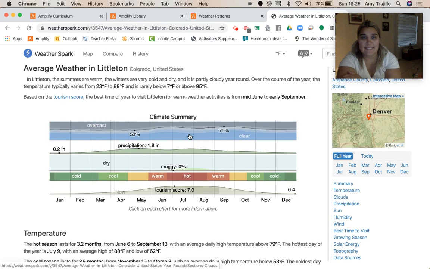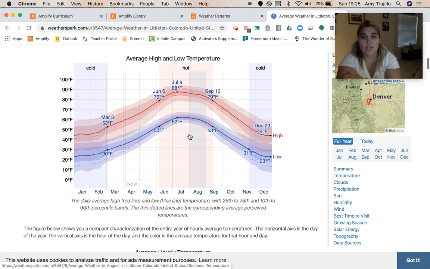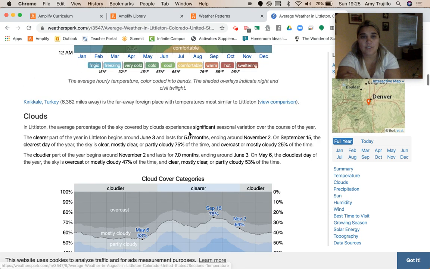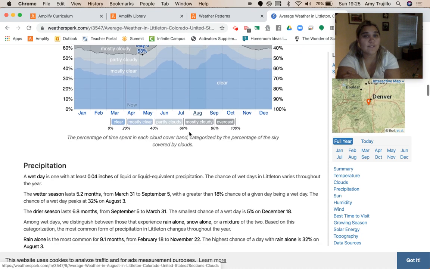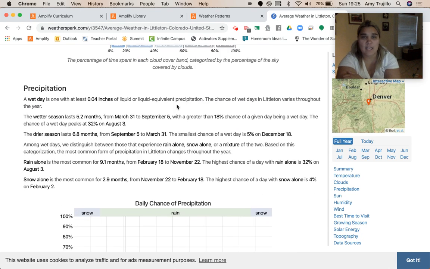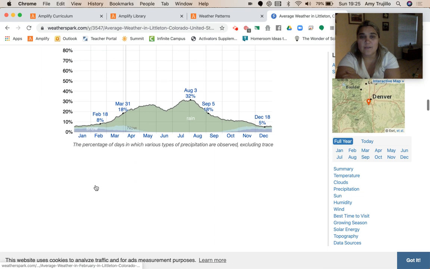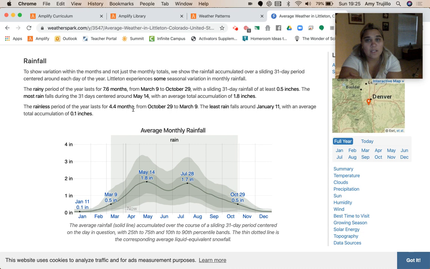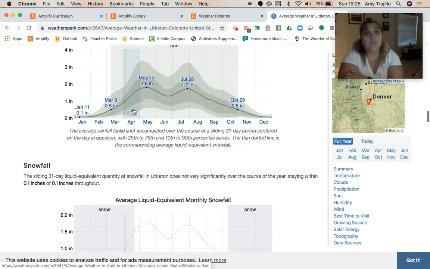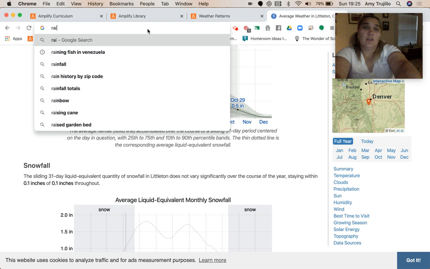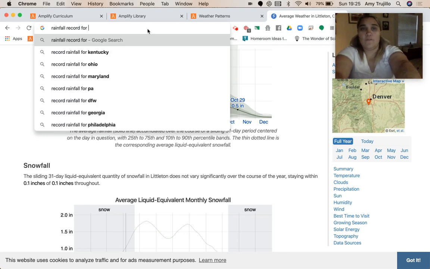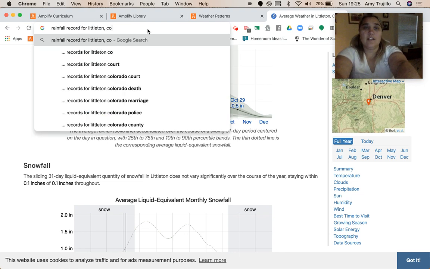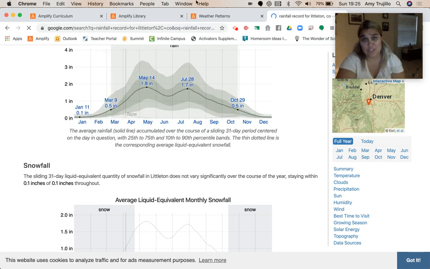Let's see. Temperature, temperature, temperature, temperature. Clouds. Precipitation. Let's see. So I'm not seeing anything. Rainfall. So maybe I need to change rainfall record for Littleton, Colorado. So maybe I need to change what I Google search.